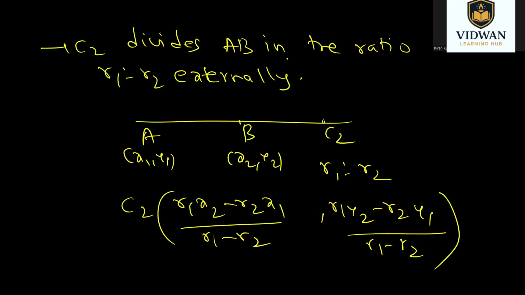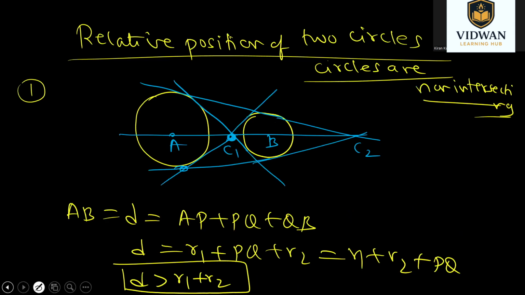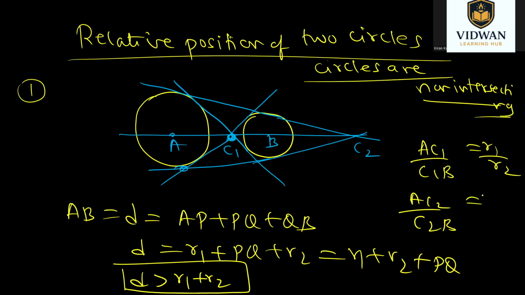But why the ratio R1 is to R2 will decide that. So if you just go back to this diagram, if you have to find AC1 by C1B in this diagram, it will be R1 by R2, and AC2 by C2B is also R1 by R2. So basically you see that C1 will divide AB in R1 is to R2, C2 will also divide in the same ratio. One is dividing internally, the other is dividing externally. Then we have a word called harmonic conjugate. You can say C2 is the harmonic conjugate of C1 with respect to AB. So in such a case, we use the word harmonic conjugate.